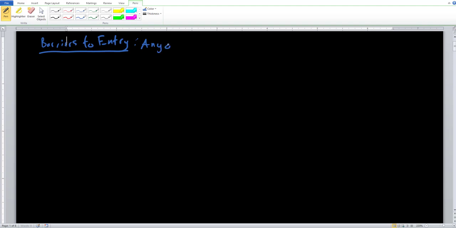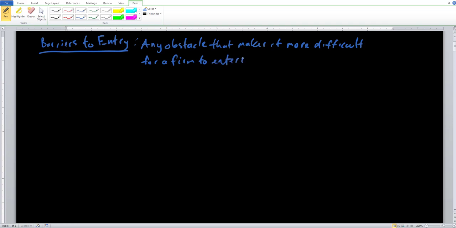These are any obstacle that makes it more difficult for a firm to enter into an industry. So once again, these barriers to entry under the monopoly case are nearly impossible to surpass. And there are three barriers to entry that we want to go ahead and take a look at.